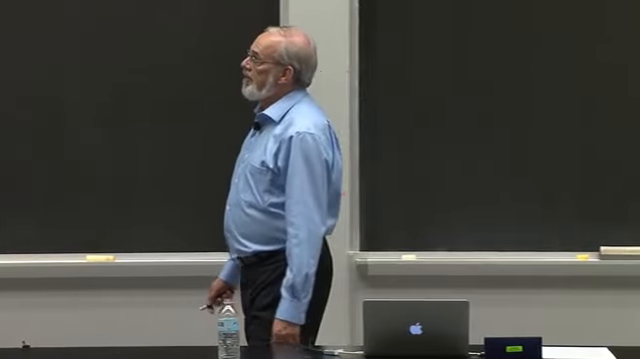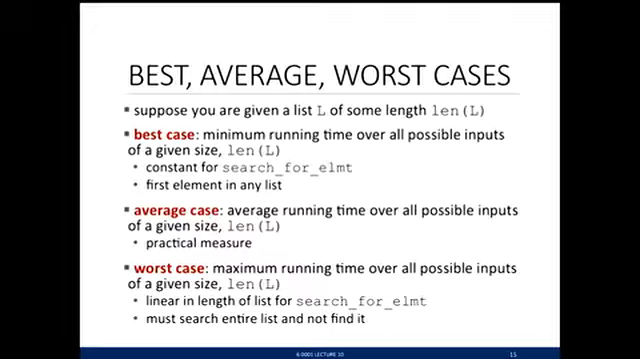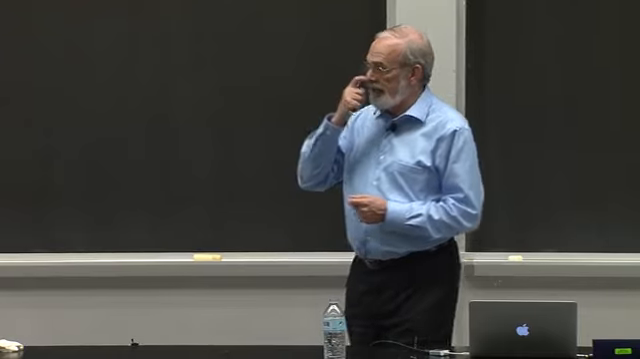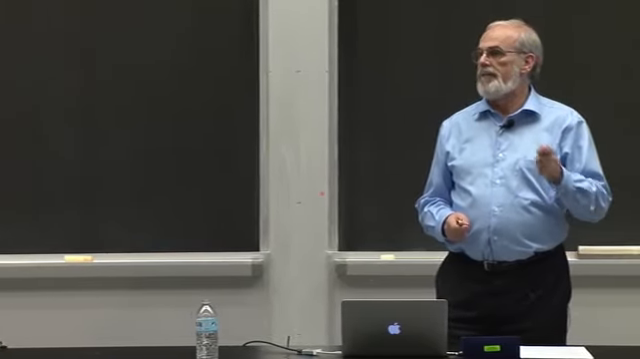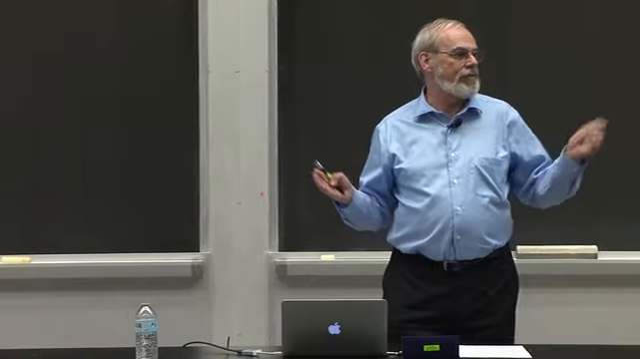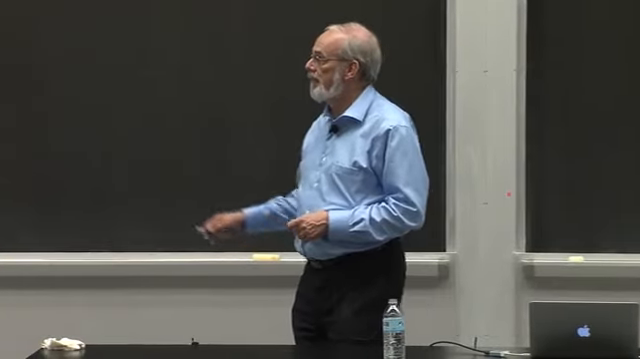So to say it a little bit differently, let's go back to my example. Suppose you're given a list L of some length, we'll call that n if you like. Then my best case would be the minimum running time. And in this case, it would be for the first element in the list. And notice in that case, the number of steps I take would be independent of the length of L. That's great. Doesn't matter how long the list is. If I'm always going to find the first element, I'm done.